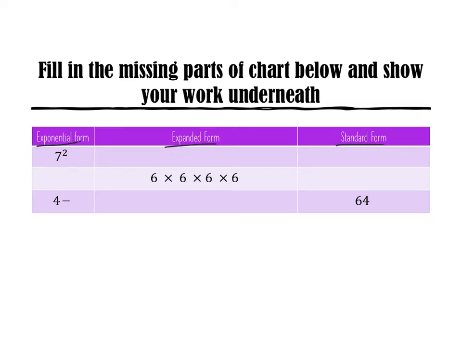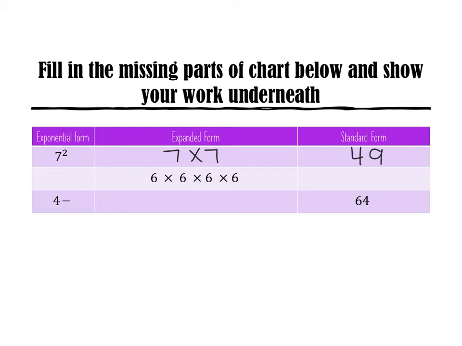So the first one, exponential form, is already written, which is 7 squared. Remember, our base is our big number, which is our 7, and that's what's being multiplied, and our exponent tells us how many times it's being multiplied. So this would be 7 times 7, and our answer for standard form would just be what is 7 times 7, and that would be 49.